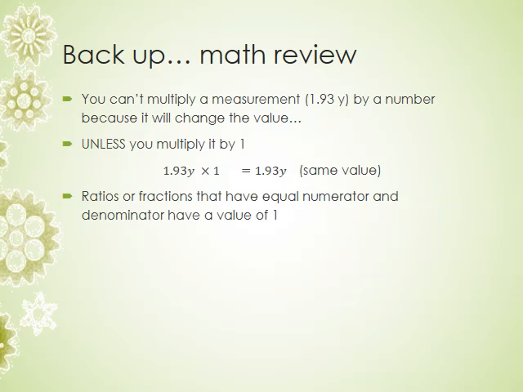Remember also that ratios or fractions that have equal numerator and denominator have a value of 1. So this is also the same thing. 4 over 4 has a value of 1 as a fraction, and therefore I'm really multiplying by 1. 1.93y times 4 over 4 is equal to 1.93y, same value.